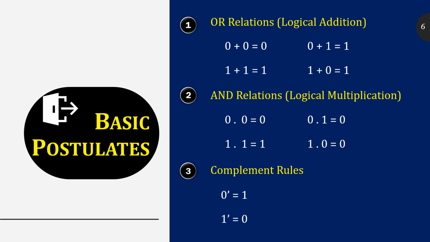Then the second relation is AND relations. 0 · 0 = 0, 0 · 1 = 0, 1 · 0 = 0, and 1 · 1 = 1. It's also called the rules of logical multiplication. And the third set is the complement rules. 0 complement = 1 and 1 complement = 0. Okay.